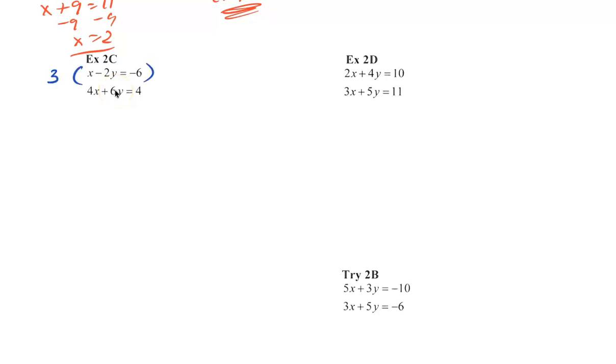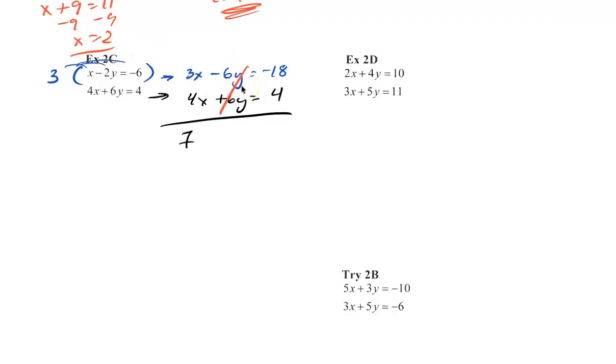So if I multiply this top row by 3, remember you multiply everything in the top row by 3, so 3y minus 6y equals -18. Bottom we're going to leave alone: 4x plus 6y equals 4. Then we add these down, you see the y's cancel out. And we get 7x equals -14. -18 plus 4 is -14. And then from here we just divide by 7.